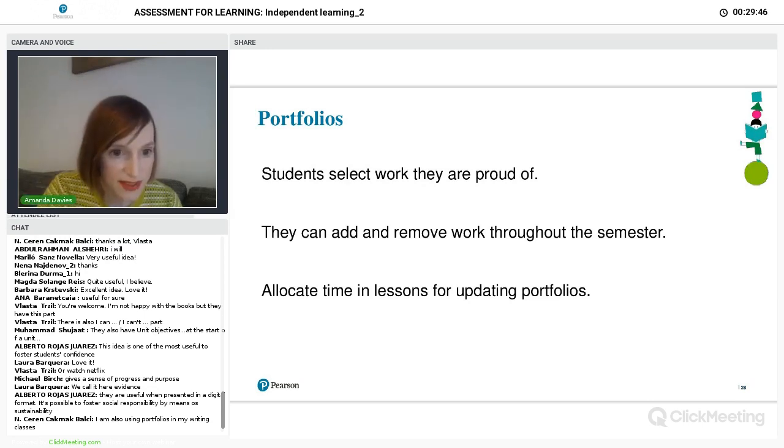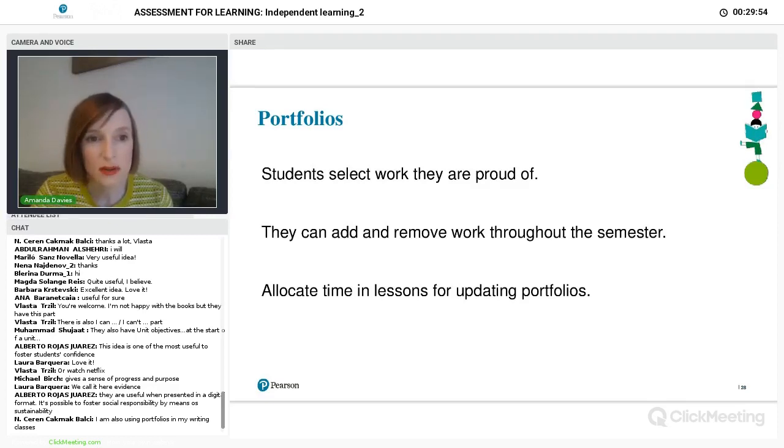A couple of people I can see are using portfolios for writing. So yeah, it does work very well for writing. If we don't have a portfolio, I find that my students do writing and then it disappears. You never see it again, especially if it's been done on a scrap of paper, which often happens. So the portfolio is a great way to keep track of it so that students can look back.